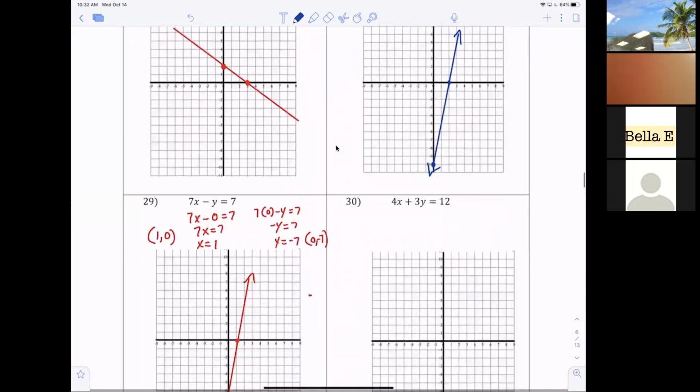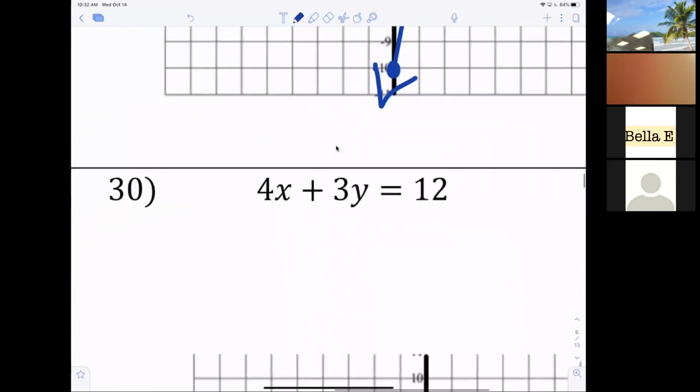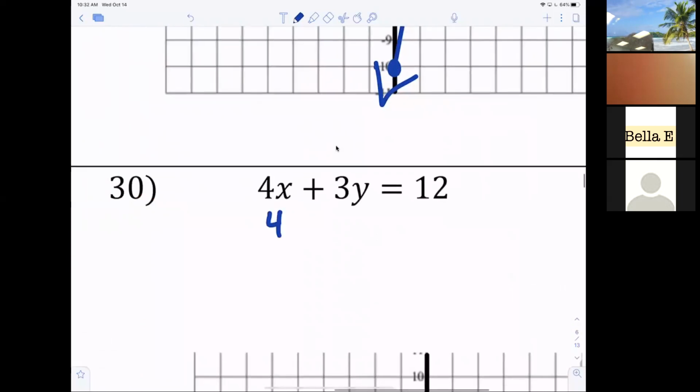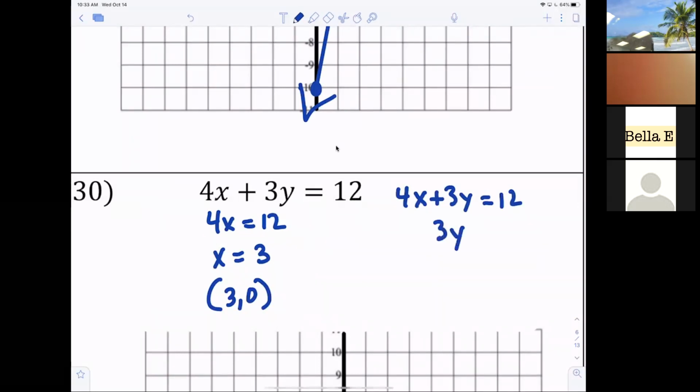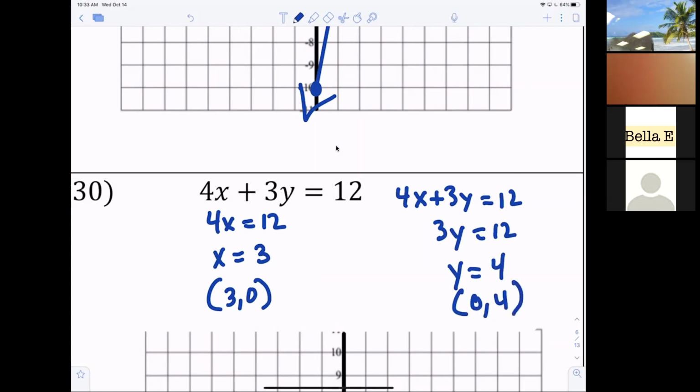All right, number 30, we're going to do it the same way. Here we go. We find the x-intercept. Y is 0. So 4x equals 12. So x equals 3. So that means (3, 0). Now I'm going to find the y-intercept. I'm going to rewrite it: 4x plus 3y equals 12. I want to find the y-intercept, the x is 0. So 3y equals 12. So y equals 4. So the y-intercept is (0, 4). Now you're just plotting those 2 points.